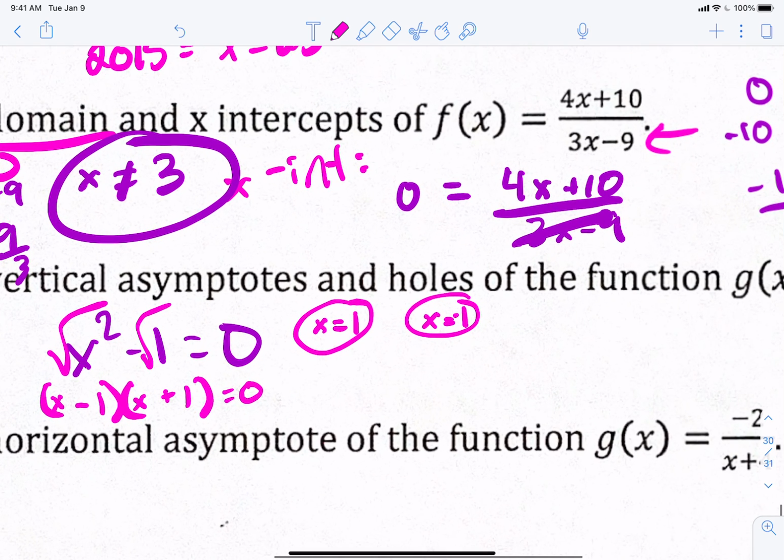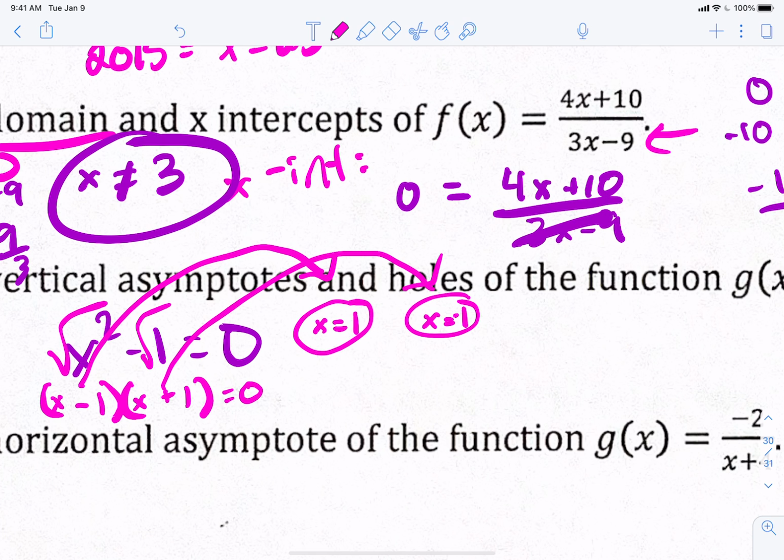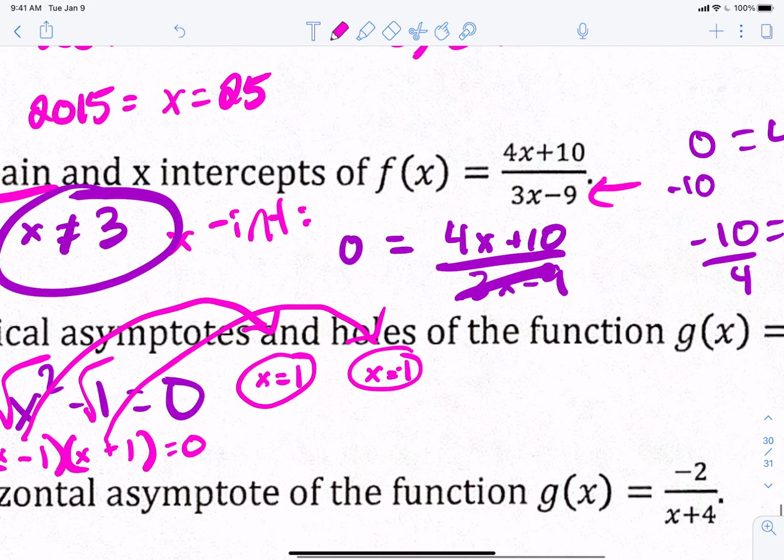Okay? Now, so this guy became this one. This guy became this one. Right? That's what those are. Okay. Which one is a hole and which one is a VA?